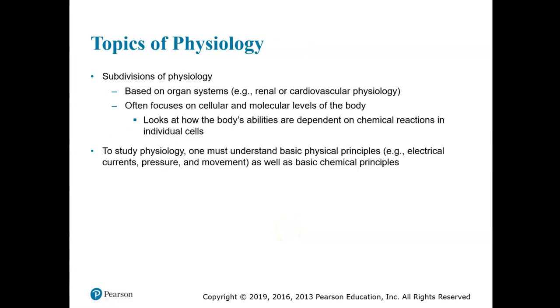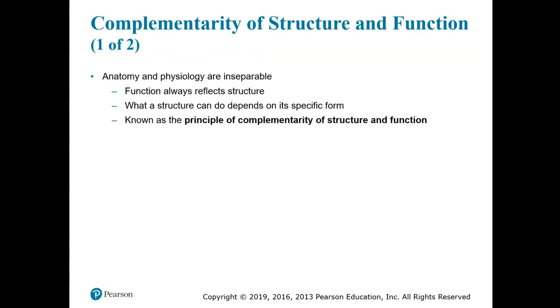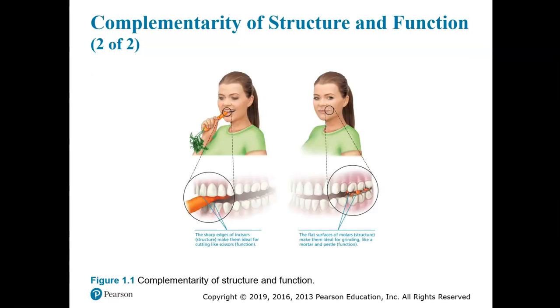And then we have physiology. For example, they give you two examples of physiology that focus on organ systems. When we use the term renal physiology, we're referring to the urinary system, the kidneys, the ureters, the bladder, and the urethra. Cardiovascular physiology, of course, refers to the function of the heart and the blood vessels. And again, anatomy and physiology are inseparable. That is the principle of complementarity of structure and function.